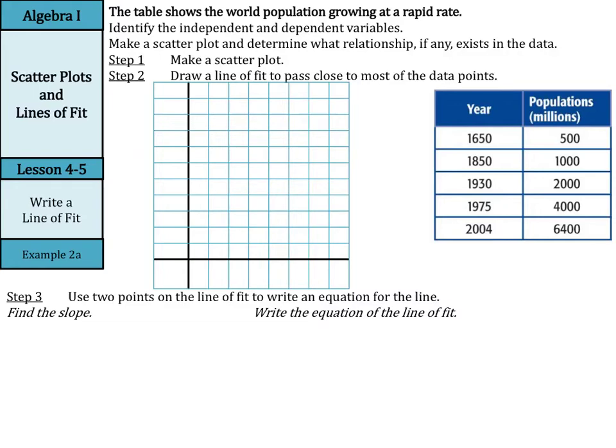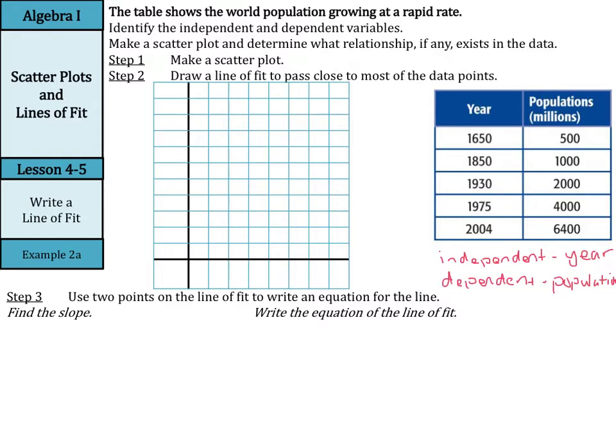Well, we need to be able to identify our independent and our dependent variables first. Independent and dependent. Well, our independent variable, that's our year. Years just keep going independent of anything else. Our dependent variable is our population. Now, we need to make our scatter plot.